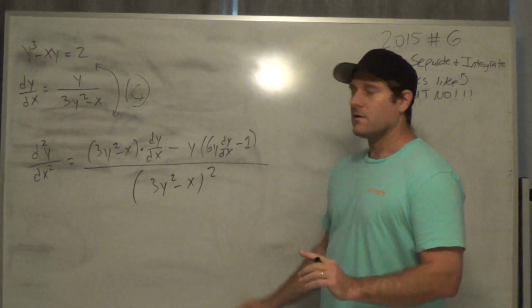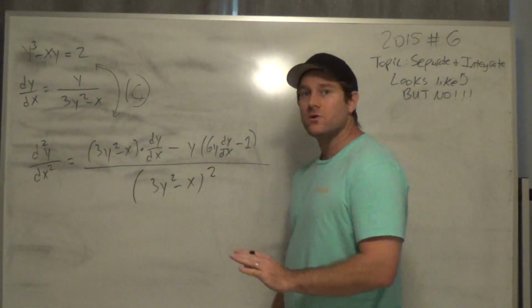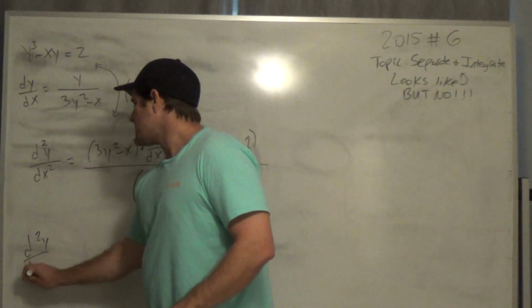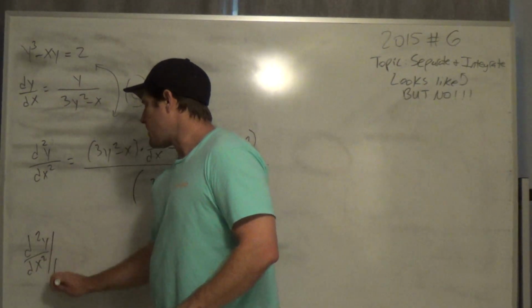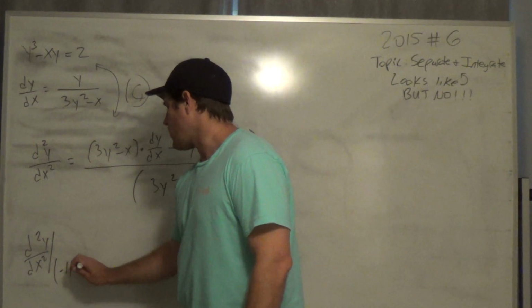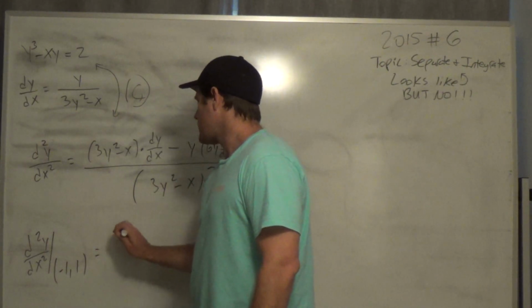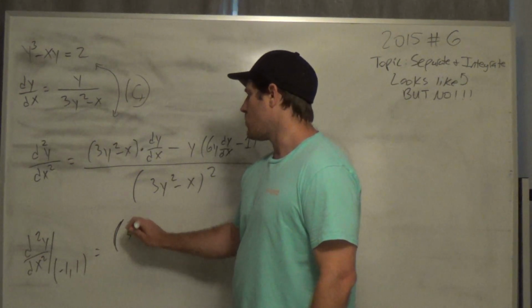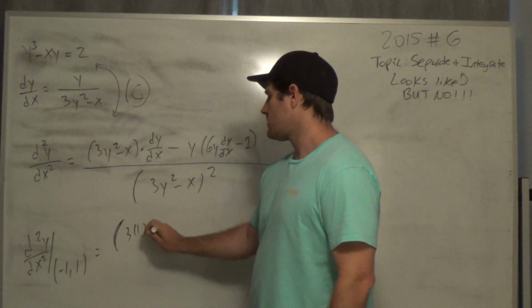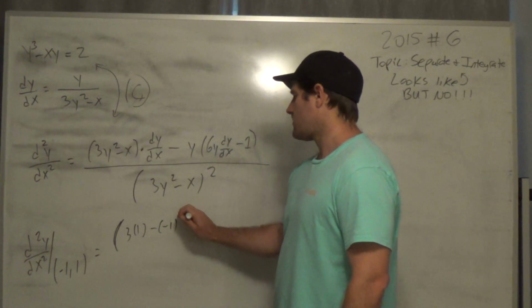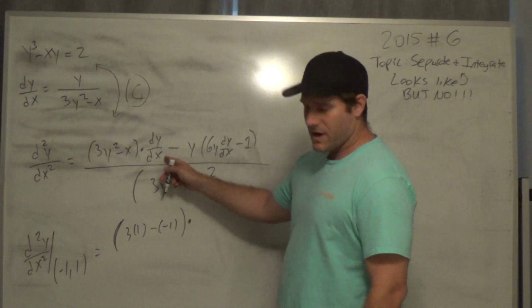Okay. And now, all we have to do, and we're going to leave a big, ugly answer, is they ask us to plug in some ordered pair. They say when x is negative 1, and y is 1. So y, whenever I get to these, I'm just going to plug them in. So y is a 1, x is a negative 1, and now we get to dy dx.